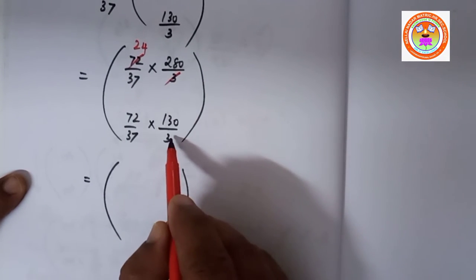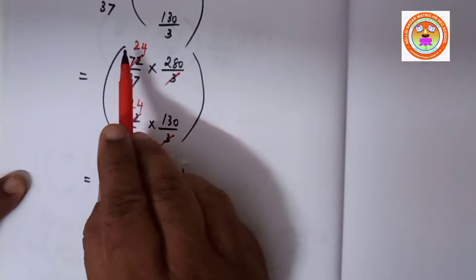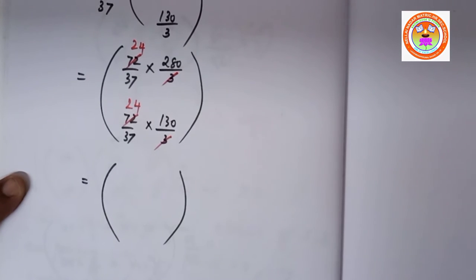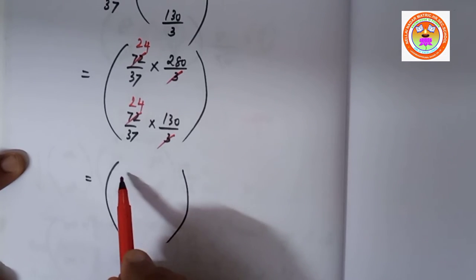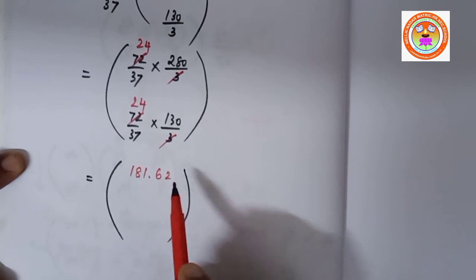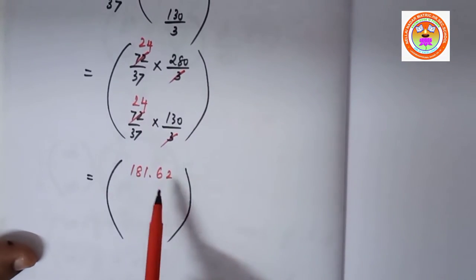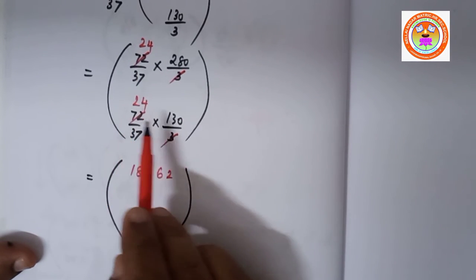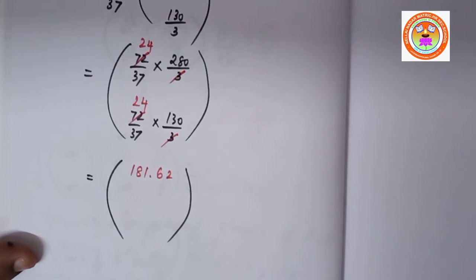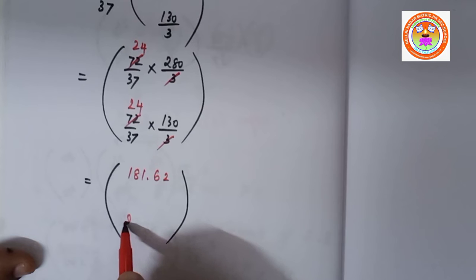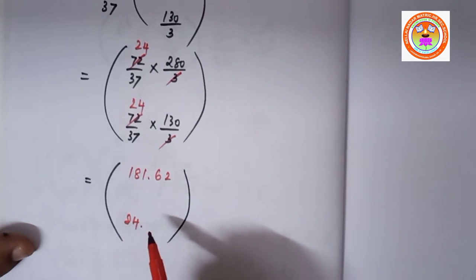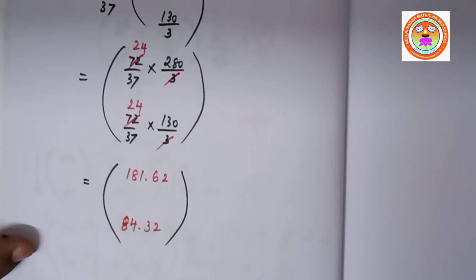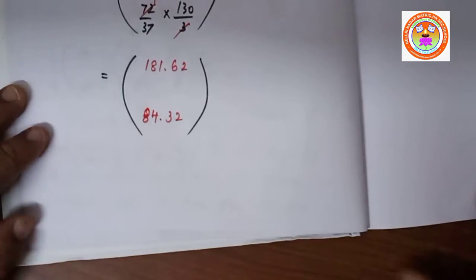Here also we can cancel by 3 table. How many times? 24 times. You just multiply 24 and 280, divide by 37. Then 24 by 130 divided by 37. 181.62 approximately. I have written directly. I have to multiply these two, then divide by 37. Like that. If you multiply and divide by 37, you will be getting 84.324. You write 84.32 approximately. That's the final result.